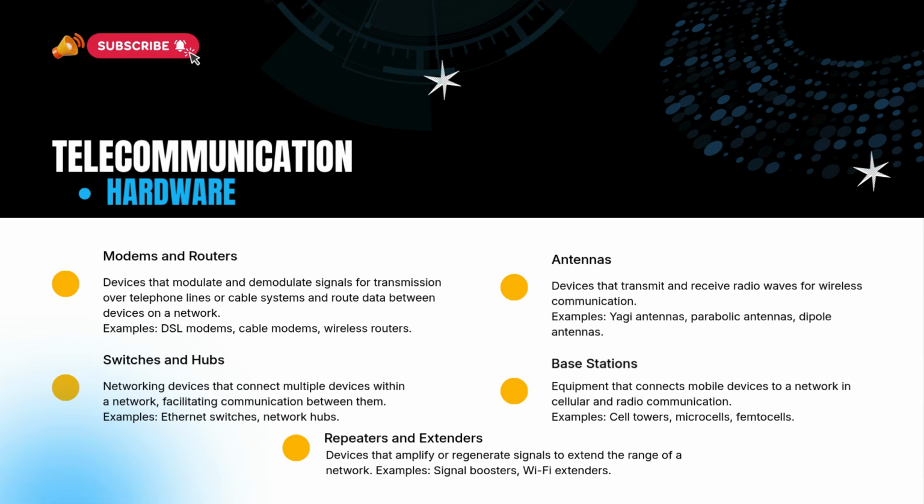Then we have base stations. Base stations are equipment that connect mobile devices to a network in cellular and radio communication. They serve as the link between your phone and the wider network, making calls, texts, and internet access possible. Examples include large cell towers that provide coverage across cities, as well as smaller units like microcells and femtocells that improve signal strength in specific areas, such as buildings or neighborhoods. Without base stations, mobile communication would not be possible, since they form the backbone of wireless connectivity.